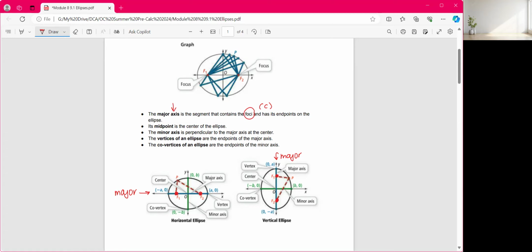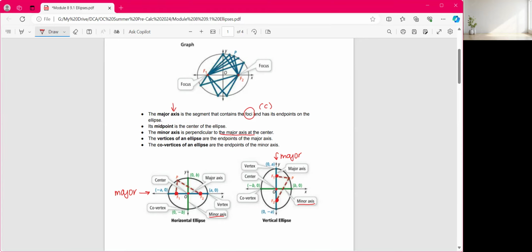The center of the ellipse is the midpoint. And then we have a minor axis, which is perpendicular to the major axis. So if the major axis is horizontal, your minor axis is vertical. And if your major axis is vertical, your minor axis is the horizontal axis. They are perpendicular.